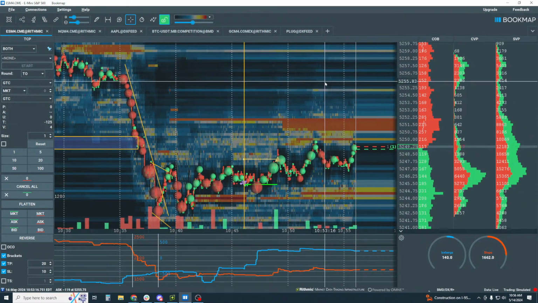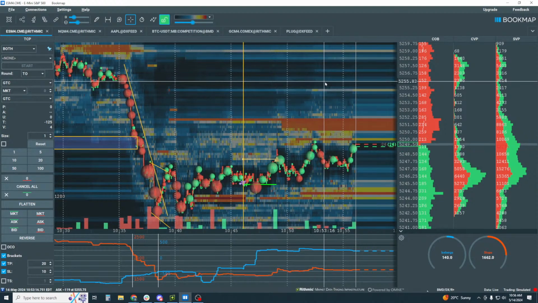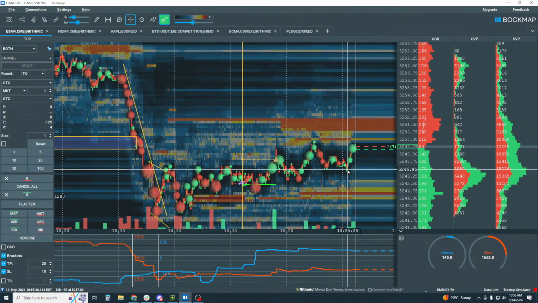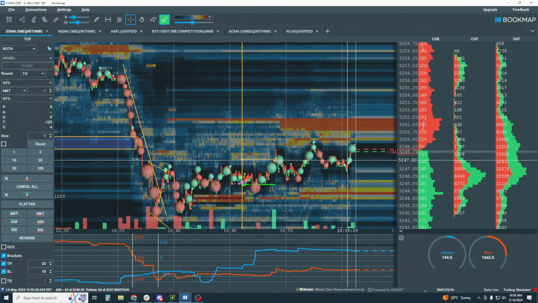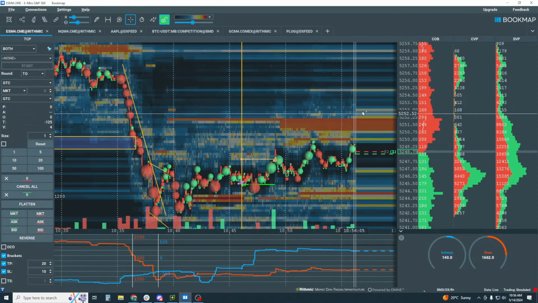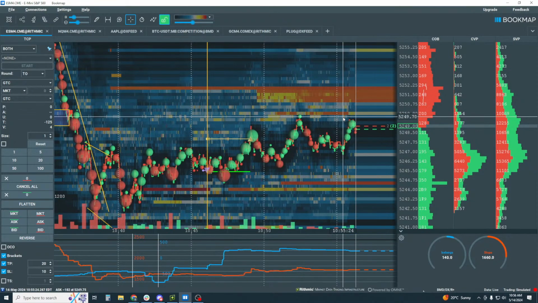S&P still kind of pushing higher. Here's our beautiful exhaustion here. Some sellers, lack of sellers, buyers. Okay, back to the swing.